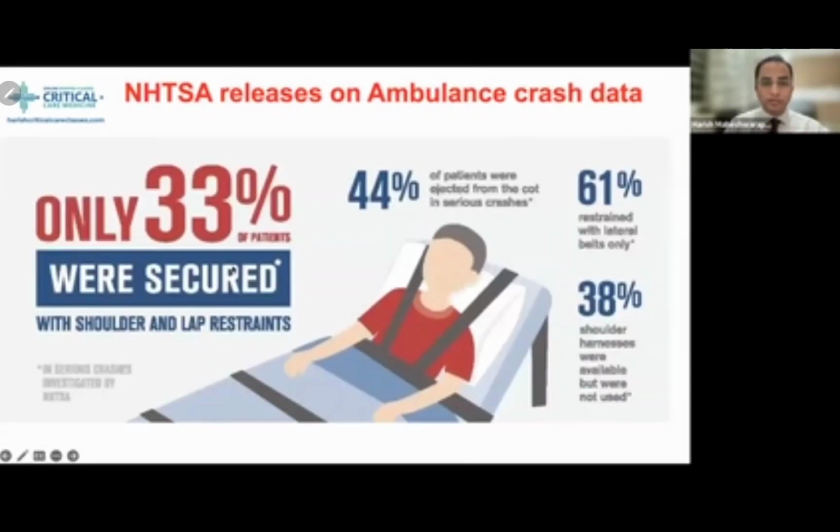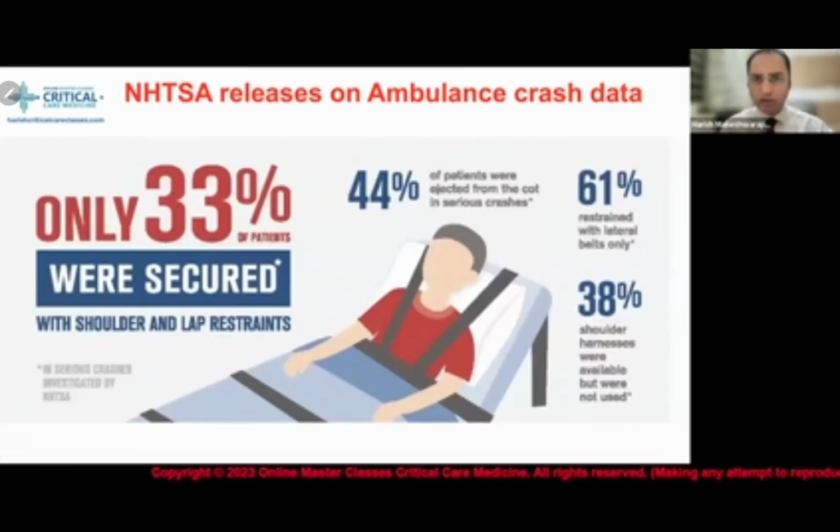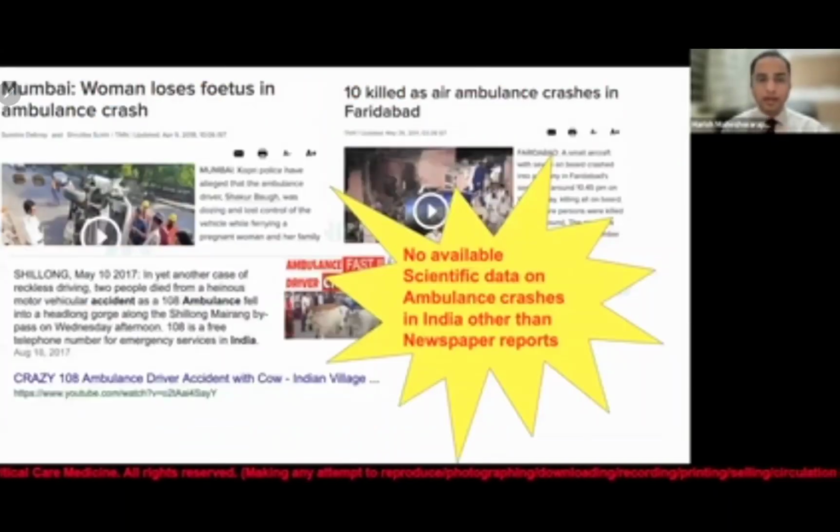Again, only 33% of patients were secured with shoulder and lap restraint, like this. So that is the reason for some more add-on bad impact because of the ambulance crash. But in India, we don't have very good scientific data available. There is no available scientific data on ambulance crashes.